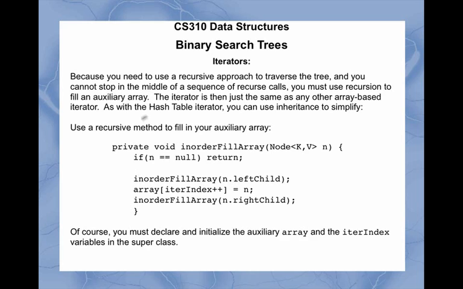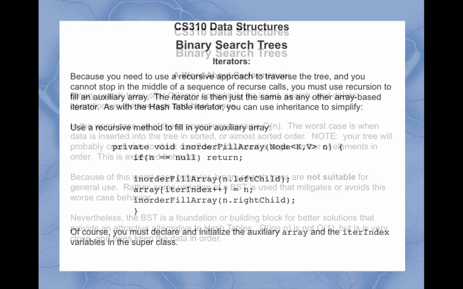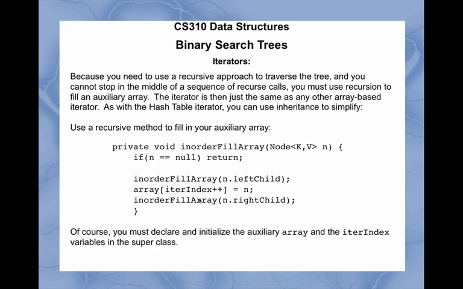So I have here a simple in-order fill method. This you would call in the constructor. So you would create an auxiliary array of current size, and then you would fill it in with these nodes. So you go left, assign to the array, and go right. Now, of course, there are two variables here that are not defined here. That is the iterator index, whoops, my apologies, the iterator index and the array. So you're going to create both of these in the class and initialize them in the constructor.